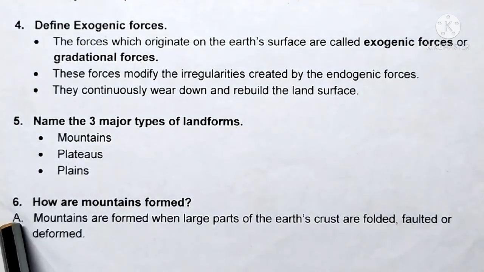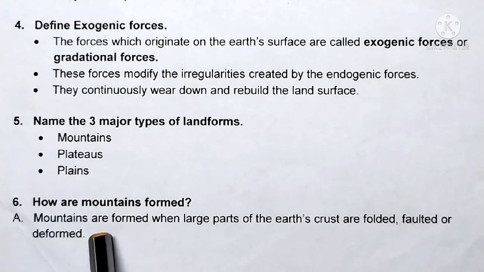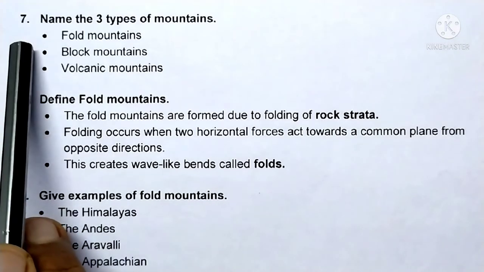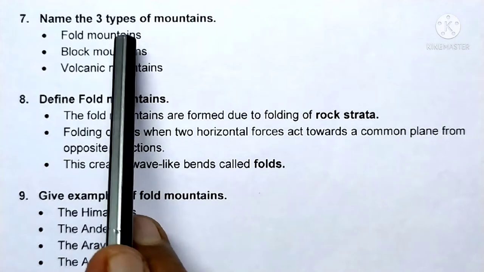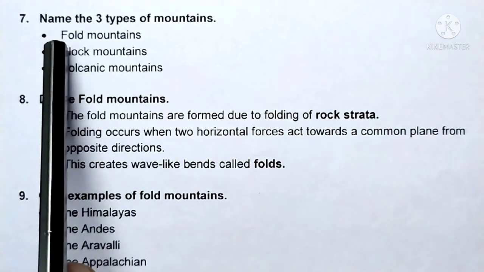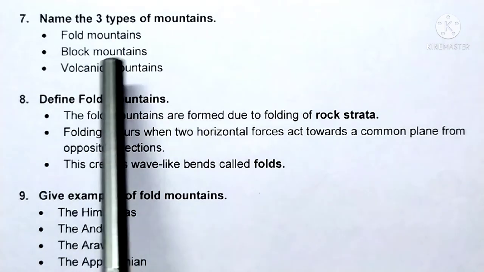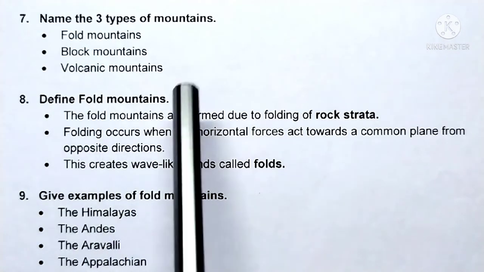Sixth question. How are mountains formed? Mountains are formed when large parts of the Earth's crust are folded, faulted, or deformed. Seventh question. Name the three types of mountains. Fold mountains, block mountains, volcanic mountains.